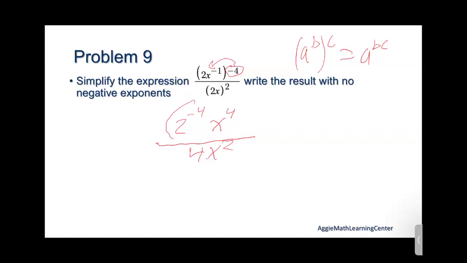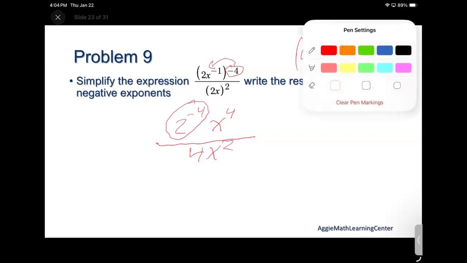Okay, now from here, what are we going to do? How are we going to get rid of this negative exponent? You get a positive. Yeah, and when we make it a positive, what do we have to do? Move it to the denominator. Move it to the denominator, exactly.